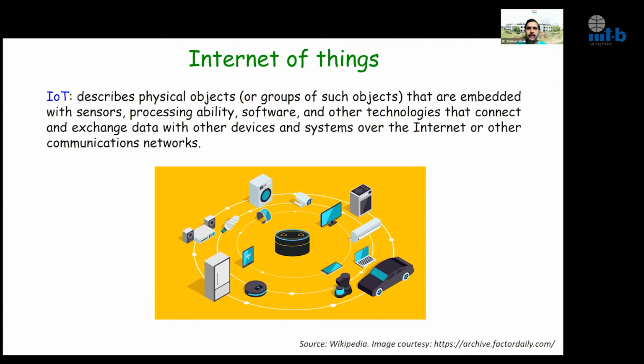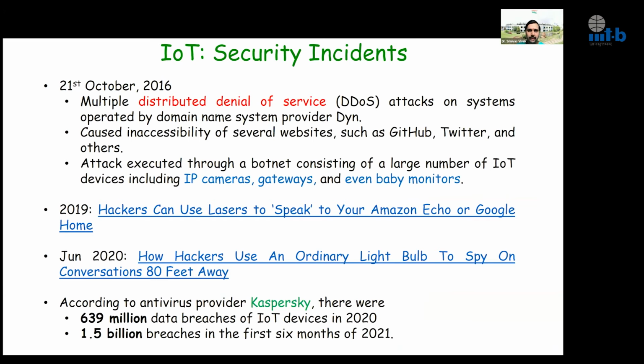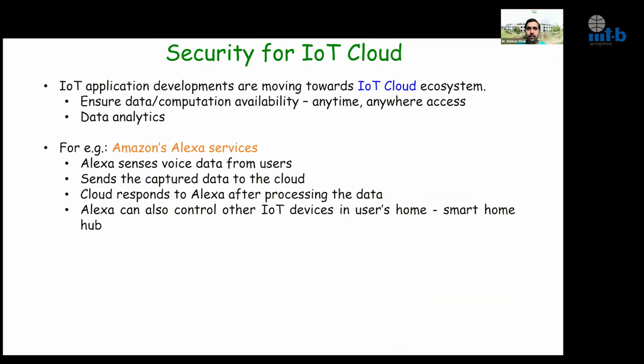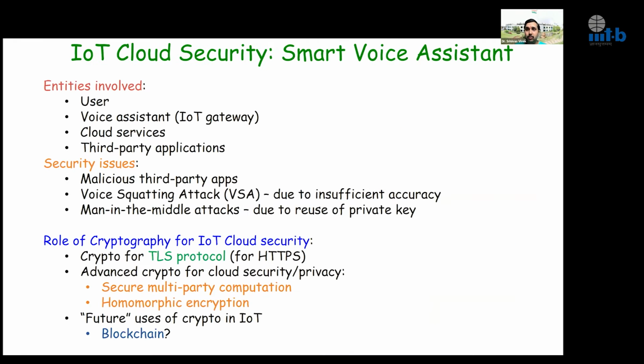So first, let me very quickly recollect what we did in the previous session. First, we motivated the need for a critical look at security through the IoT example, and then we also saw the role of crypto. We saw the applications of IoT, and some possible security incidents, popular ones, and then we discussed security for the IoT cloud setting, and what the challenges are, including what the actors involved are, right? And then we saw the role of cryptography, right?